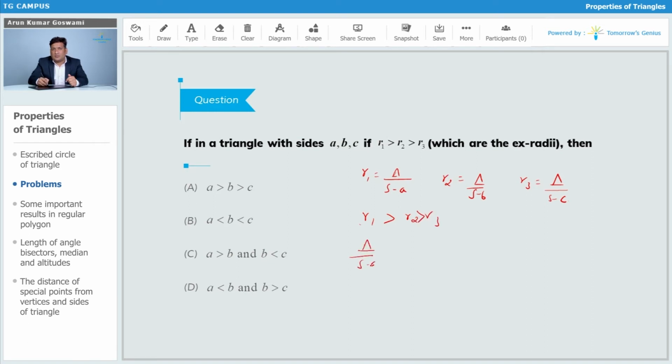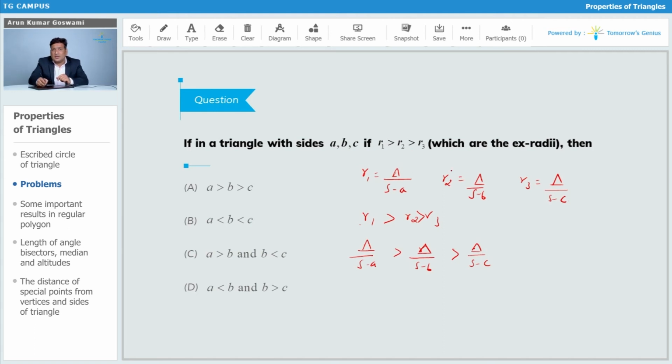So delta by s minus a, delta by s minus b, and delta by s minus c. Okay, guys, here we have a slightly very important point. If you know the inequalities concept, then this sum is much easier for you. Two concepts of inequality I'll use. First, the reciprocal concept. If we have some quantity in a p by q form, and we want to take the reciprocal of that inequality, in that case the inequality will change.